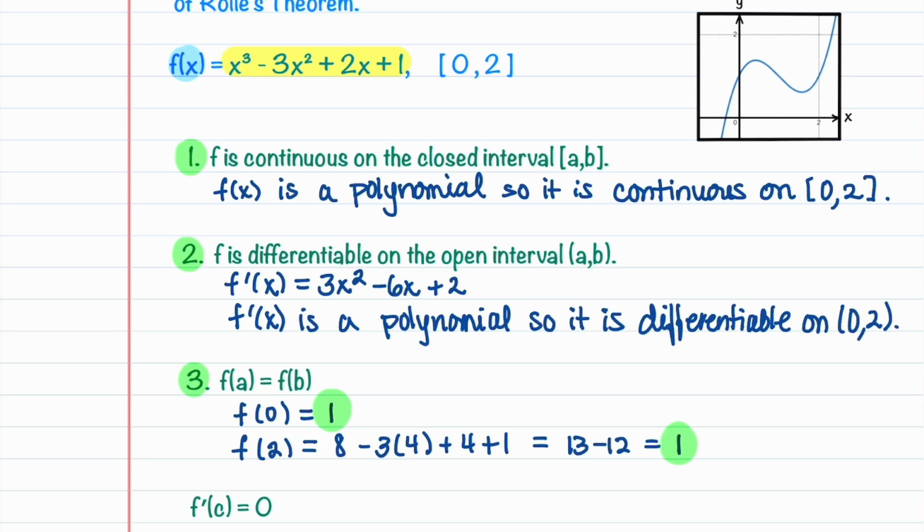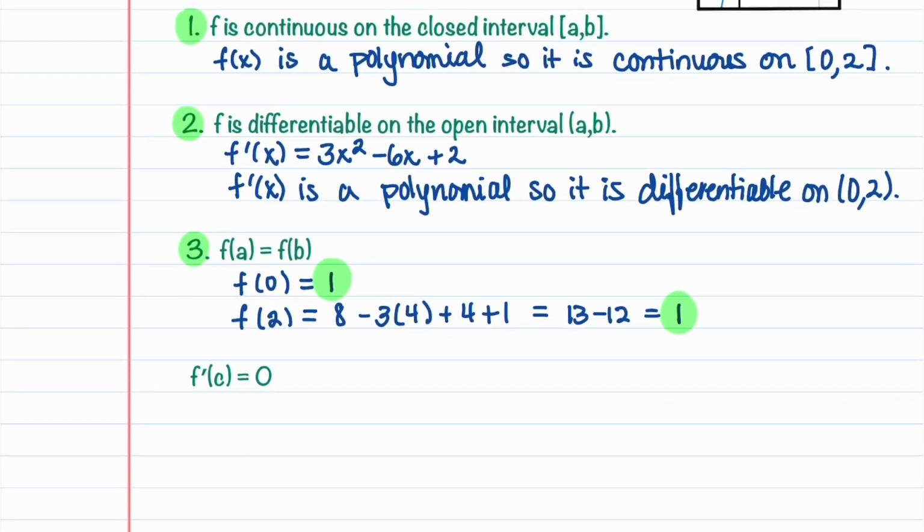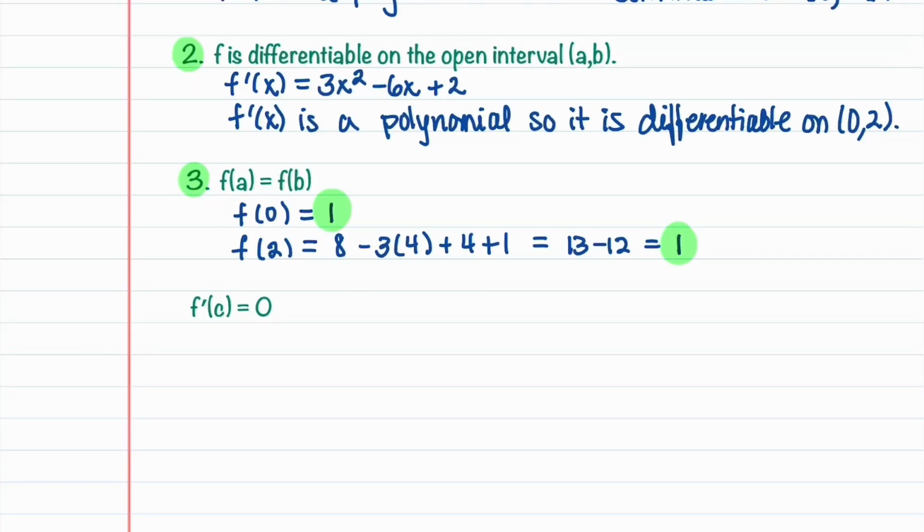Now we want to find all numbers C that satisfy the conclusion of Rolle's theorem. The conclusion of Rolle's theorem is that there is a point C between A and B where f prime at C is equal to 0. So what we have to do is find the derivative, which we've actually already found in step 2, and set it equal to 0.